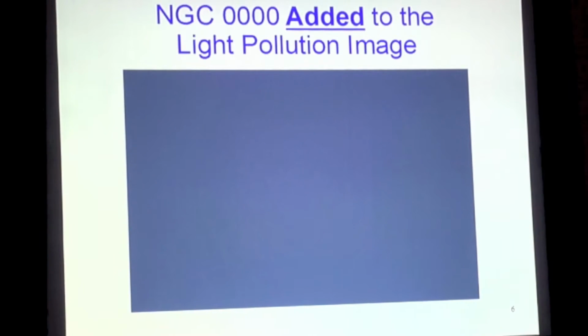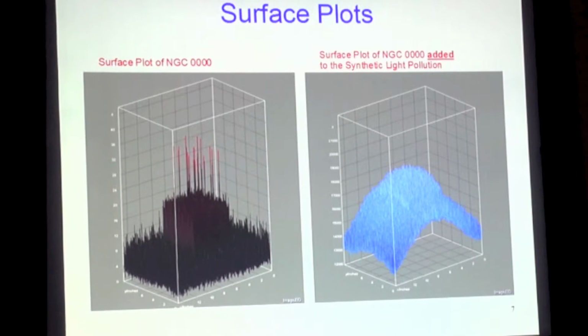There is the light pollution with the object added to it. Can you see it? Yeah. Okay. You should be able to because it's a perfect square and it's a contrasting color with the background. So you should see it. If that were a diffuse image like the Rosette Nebula, it'd be a lot harder to pick out. But you know it's there. It's just added linearly.